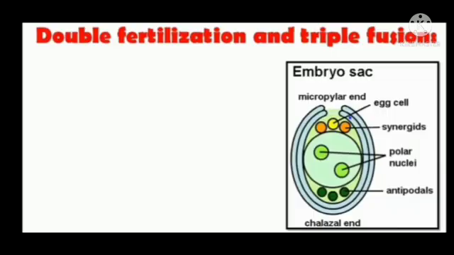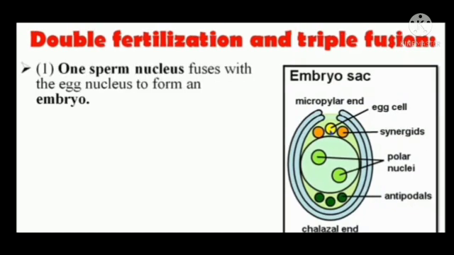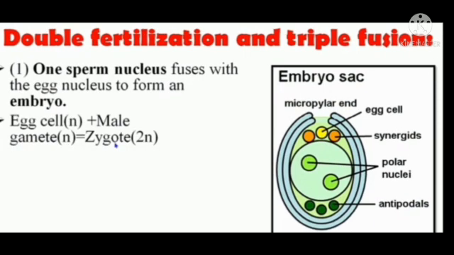Next is double fertilization and triple fusion. What is double fertilization? Double fertilization means fertilization occurring twice. This is the structure of an embryo sac, which contains the egg cell surrounded by the synergids, and antipodal cells on the opposite side, while the polar nuclei lie in the center. So out of the two male nuclei, one sperm nucleus fuses with the egg nucleus and that forms the zygote. Then the zygote develops into the embryo.